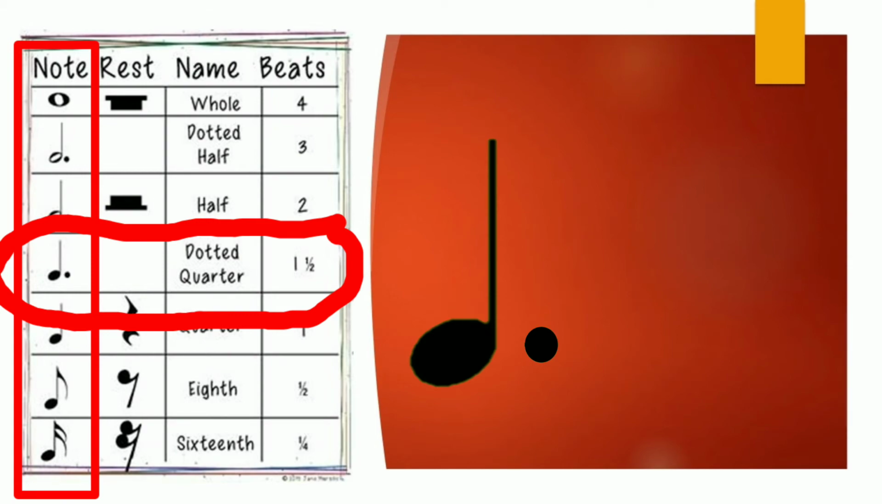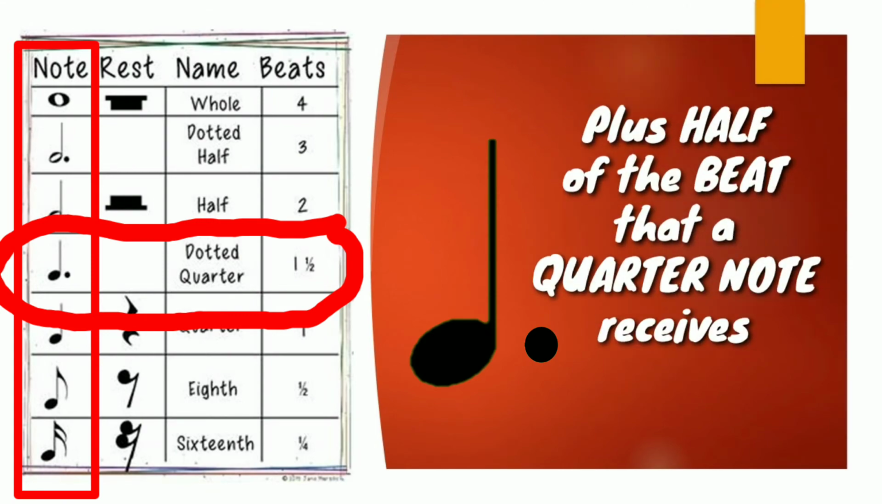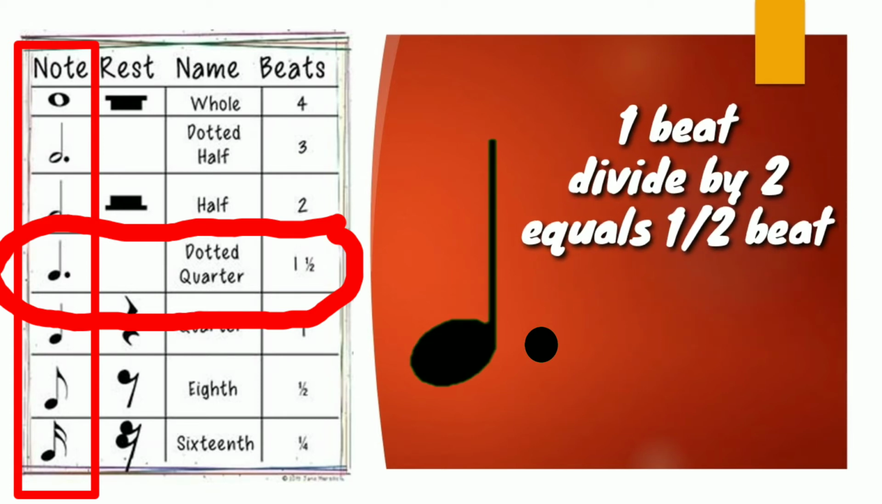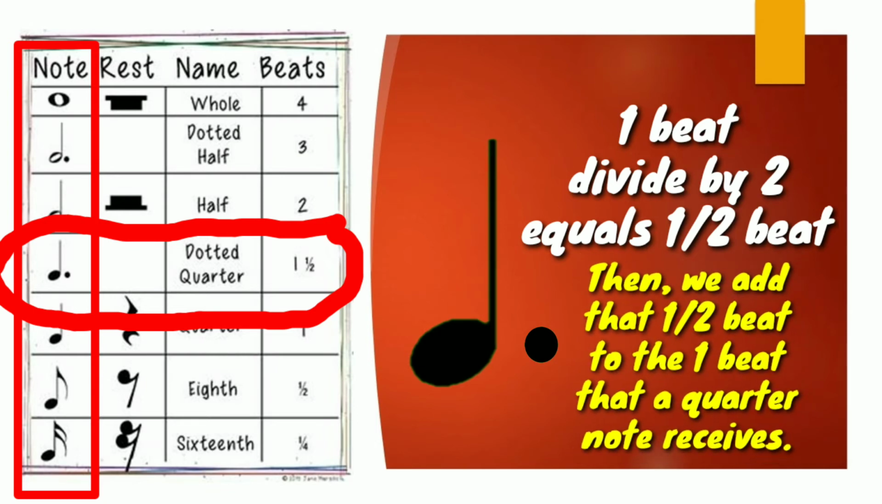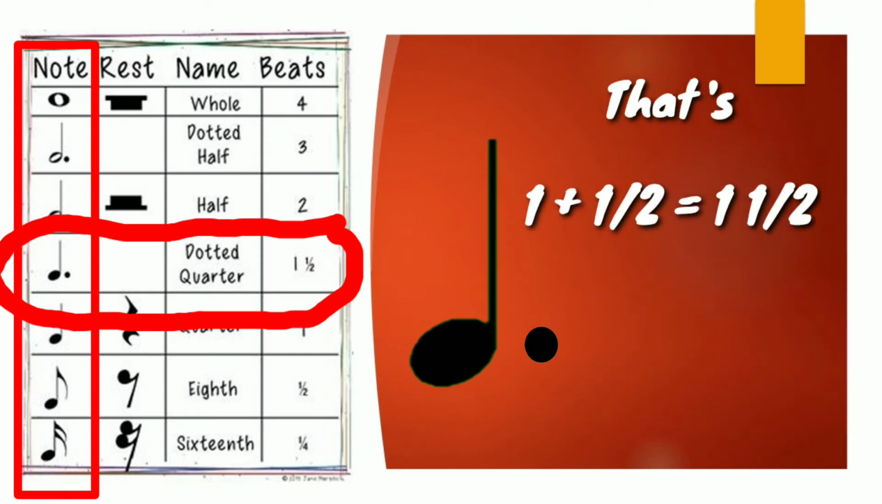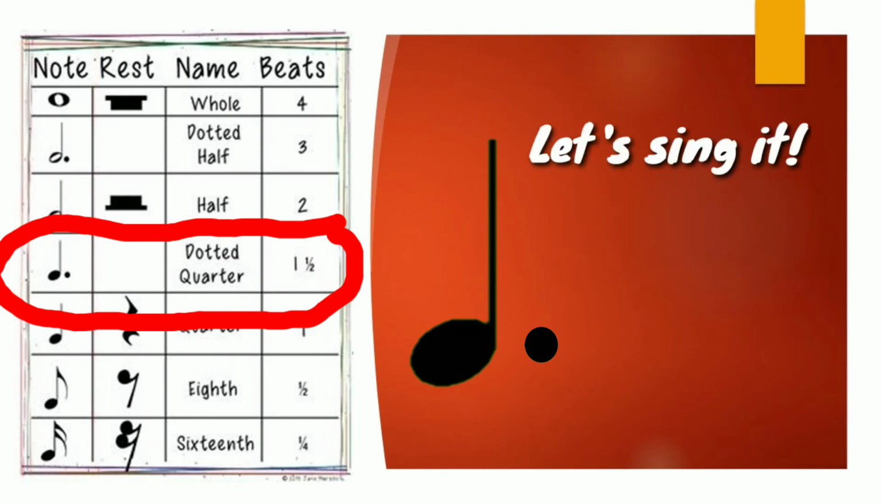This is what we call the dotted quarter note. The dot means plus half of the beat that a quarter note receives. So 1 beat divided by 2 equals half beat. Then we add that half beat to the 1 beat that a quarter note receives. And that's 1 plus half equals 1.5. Let's sing it.